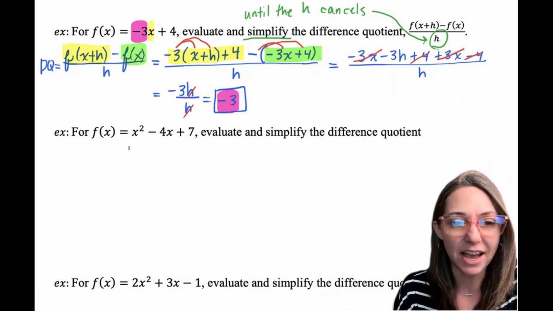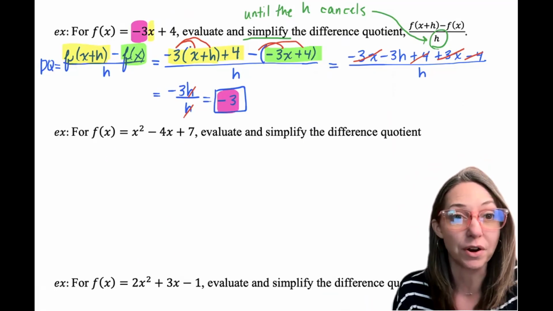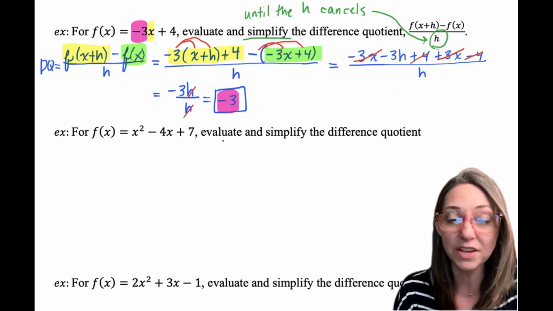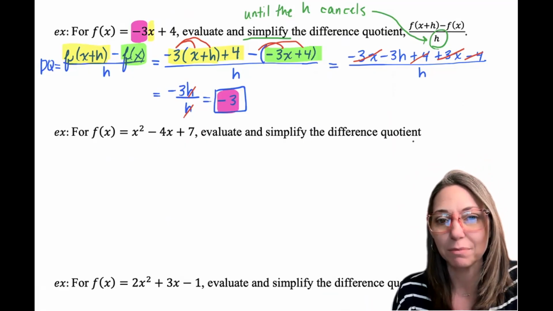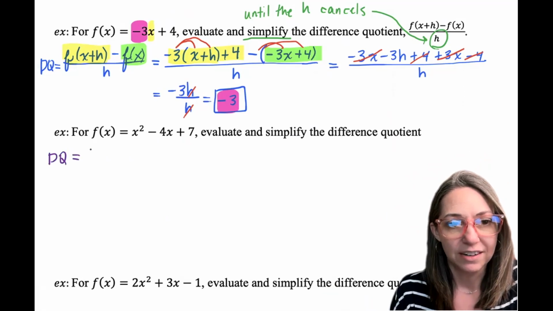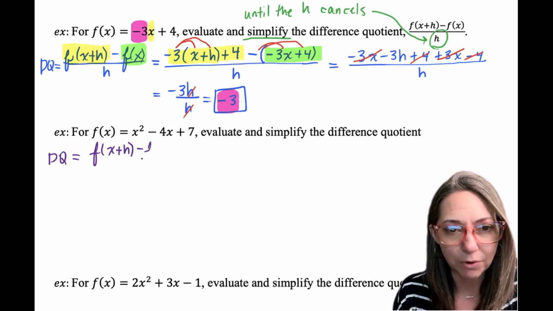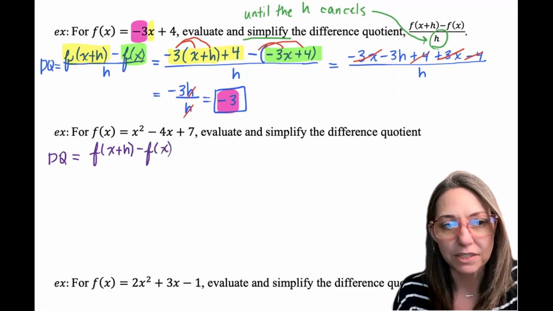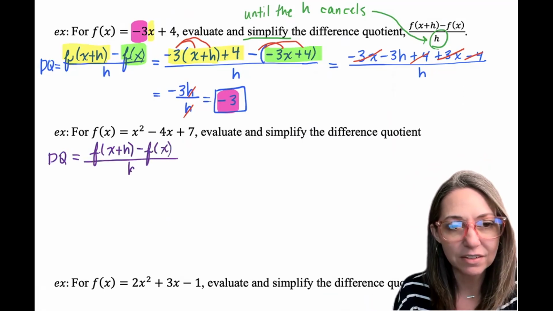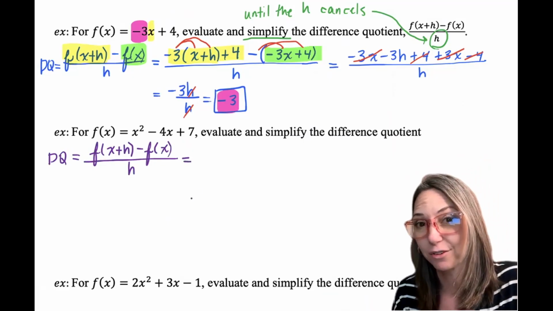So next we have this x squared minus 4x plus 7, and then you can pause the video and try that one on your own. So on this one, we're going to evaluate and simplify the difference quotient. So that difference quotient is, let's write it out. You need to write it over and over every time you do a problem until you have it memorized. So f of x plus h minus f of x all over h. Okay, now pause and try this first because it's a little tricky.